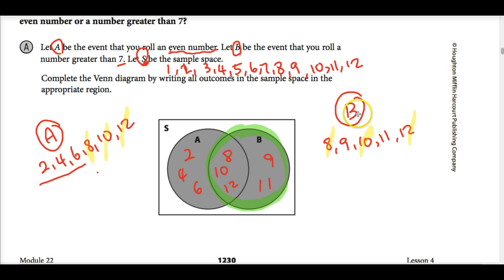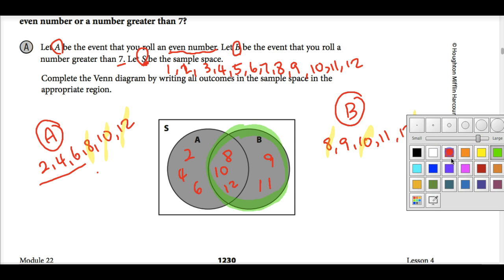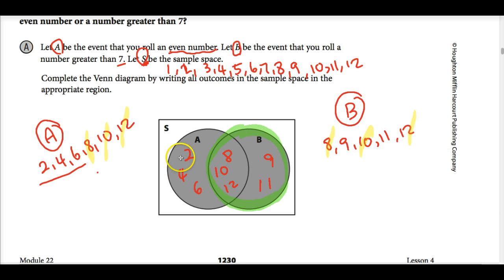Because what was group B? Group B was when you roll a number greater than 7. So all of them are supposed to be in there. Now if you look at just group A, what do you have? I'm using red because I think red is pretty cool. Red and pink, favorite colors of mine. Okay, so there you go. And here's group A, everything. That includes the 8, 10, and 12 again. Because what was group A anyways? It was the event that you roll an even number. All the even numbers are supposed to be here: 2, 4, 6, 8, 10, 12, right?